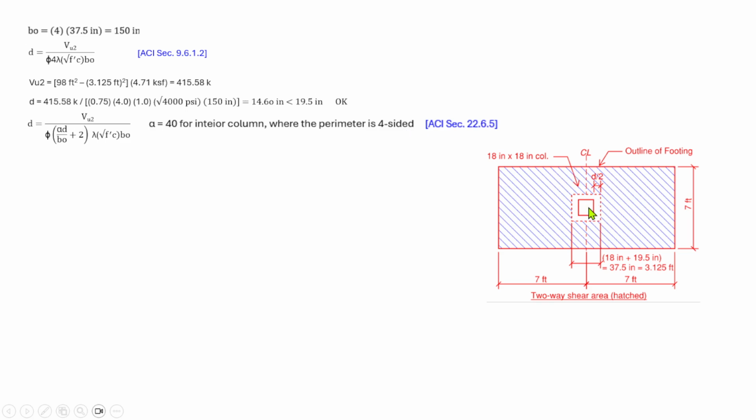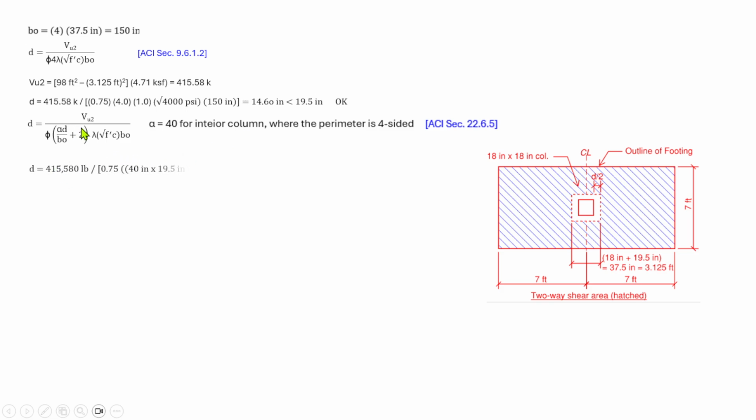Let's see if this column is at the corner. So we have a two-sided column, and we have a different value of alpha. If the column is at the side of the footing, we have a three-sided column, which has a different value of alpha also. So in our case, we use 40 for an interior column.